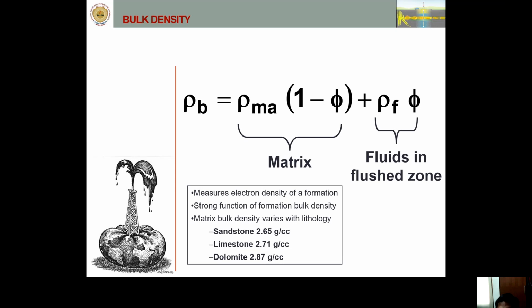It measures the electron density of a formation, a strong function of formation bulk density, and we know that the matrix bulk density varies with lithology. In sandstone, it is 2.65 gram per cc. In limestone, it is 2.71 gram per cc. And in dolomite, it is 2.87 gram per cc.